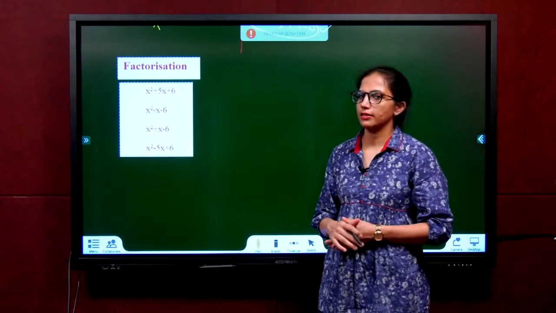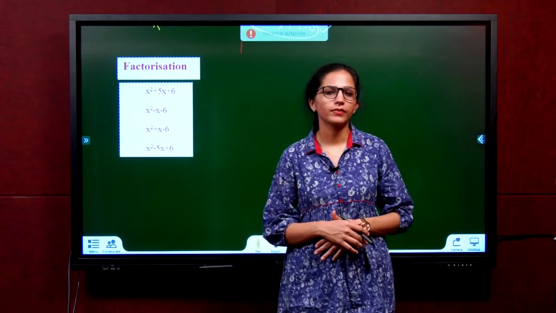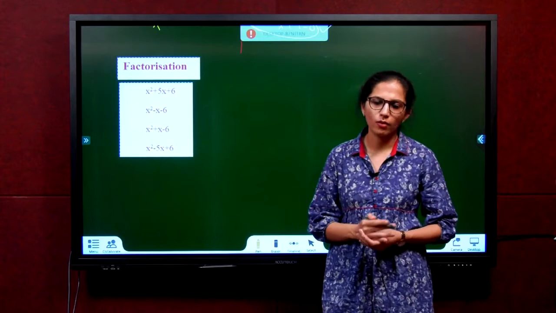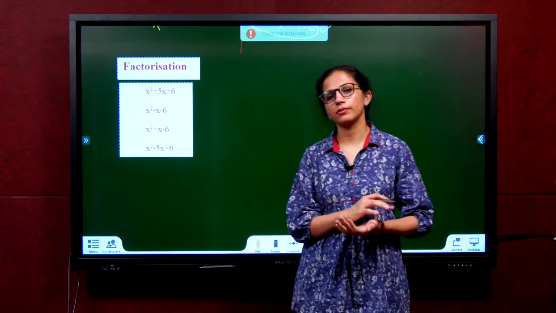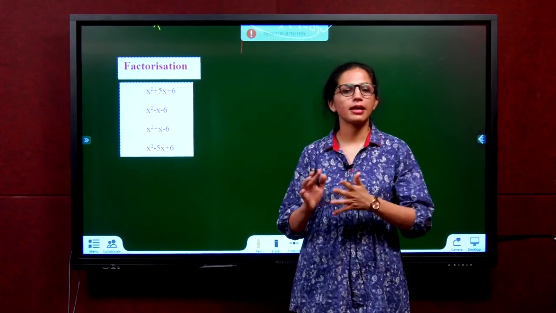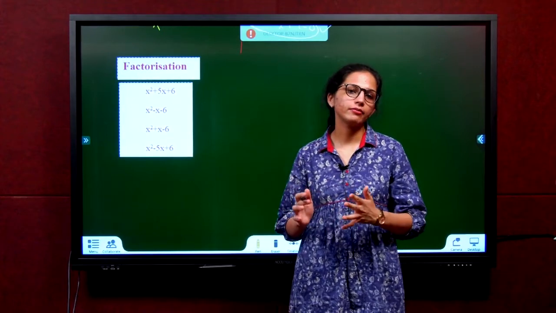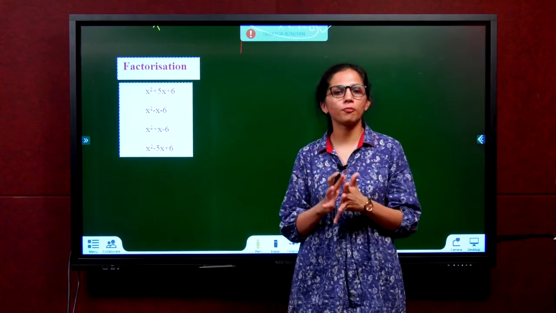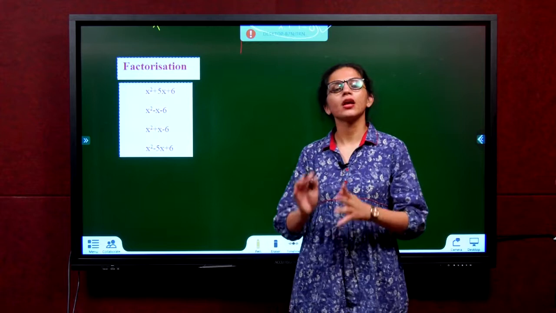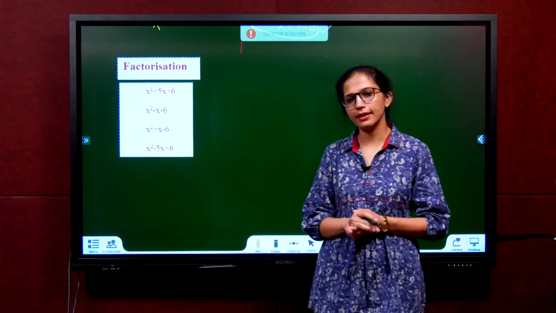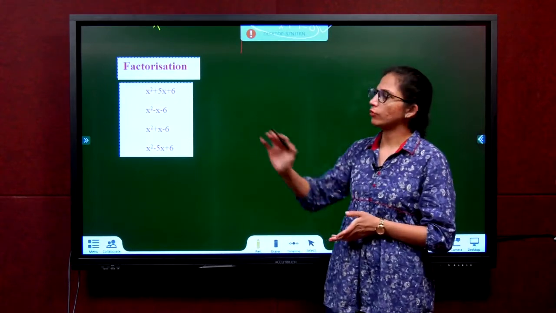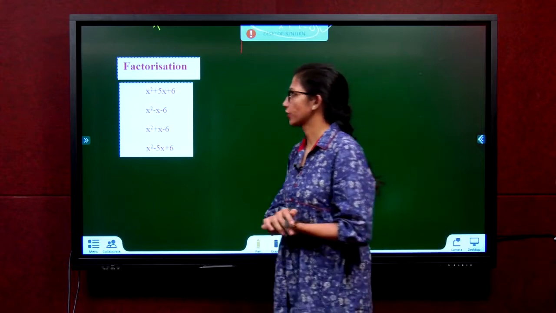We'll be moving to the next topic, factorization. In 4.1, we still have to do the word problems, but we will be coming to the word problems at the end. We will be mixing 4.1 and 4.2. We will take it step by step. Word problems will be done at the end of 4.2. We're moving to the next topic, factorization.